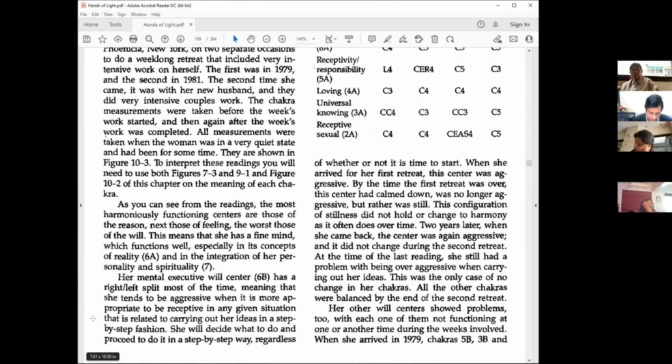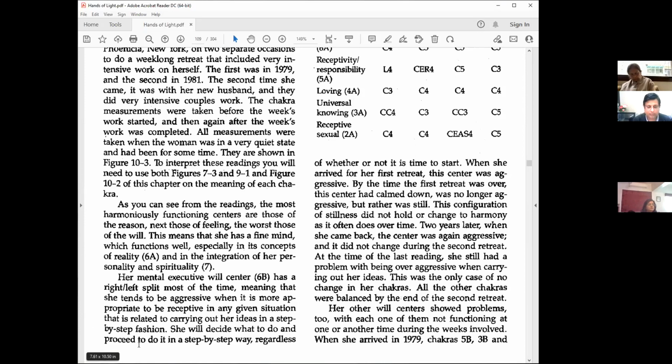When she arrived for her first retreat, this center was aggressive. By the time the first retreat was over, this center had calmed down, was no longer aggressive, but rather was still. This configuration of stillness did not hold or change to harmony, as it often does over time. 2 years later, when she came back, the center was again aggressive, and it did not change during the second retreat. At the time of the last reading, she still had a problem with being over-aggressive when carrying out her ideas. This was the only case of no change in her chakras. All the other chakras were balanced by the end of the second retreat.